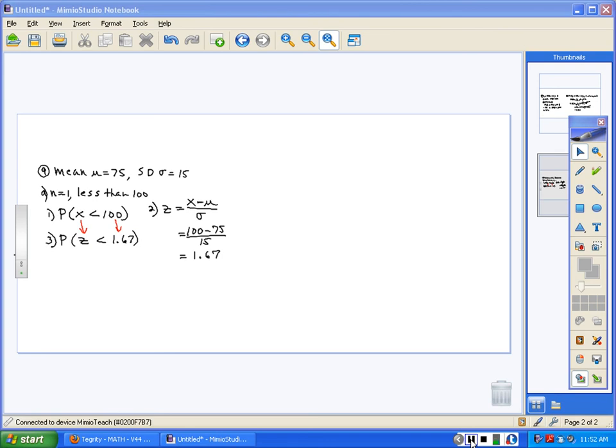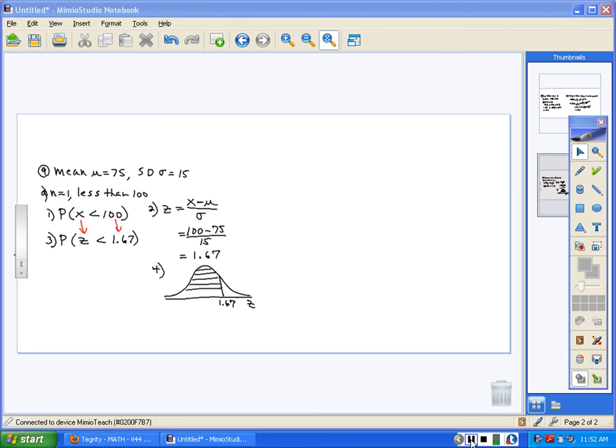Okay. Step 4 is to draw the picture in the z world. In the book, they have both horizontal axes, but I just like to draw the picture in the z world. And we know that 0 is in the middle, positives to the right, negatives to the left. So 1.67 is approximately right there. And now we have to shade. And since it said less than, we shade to the left. Less than is to the left.